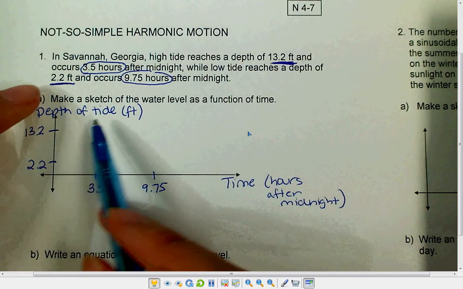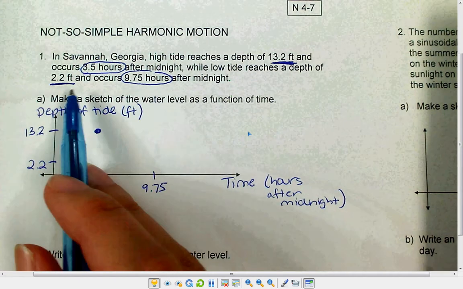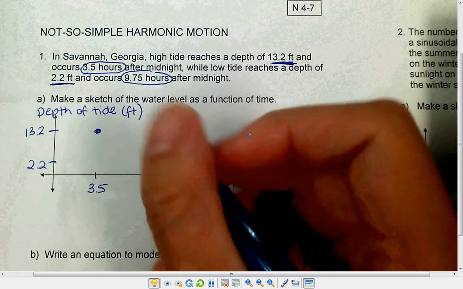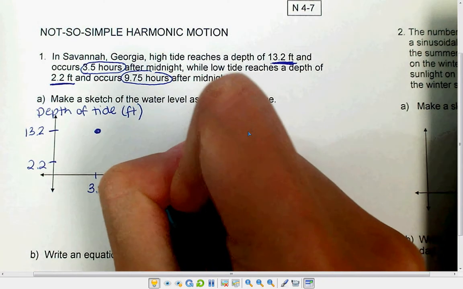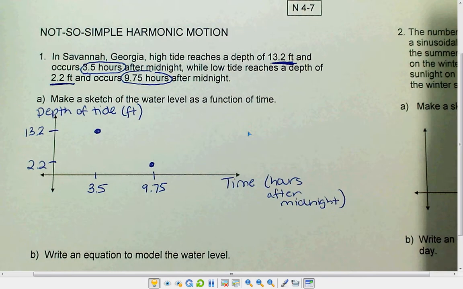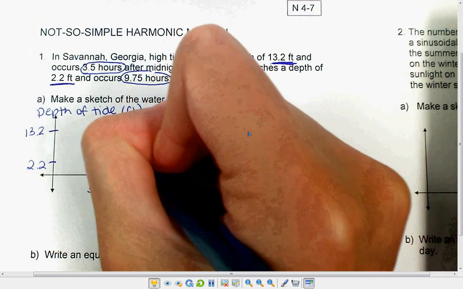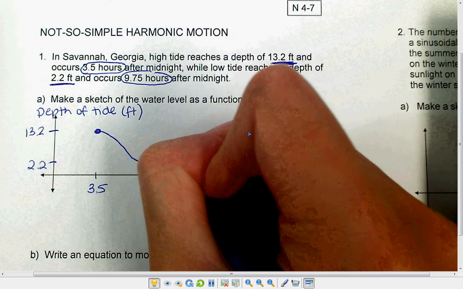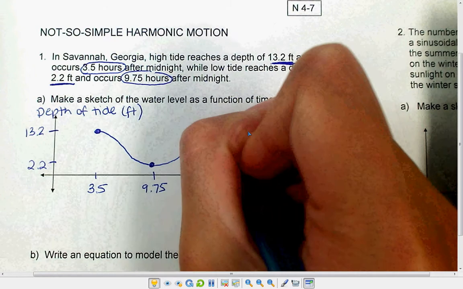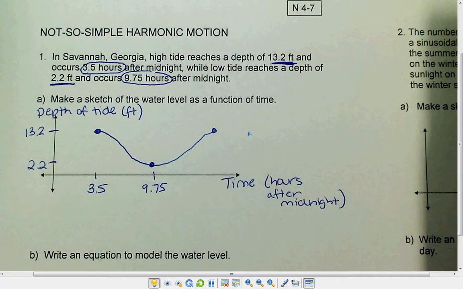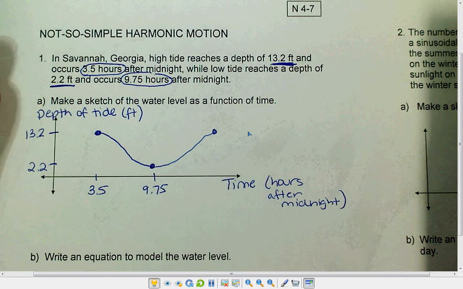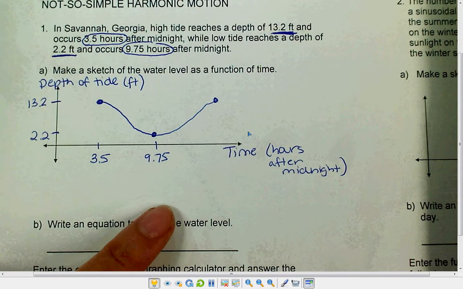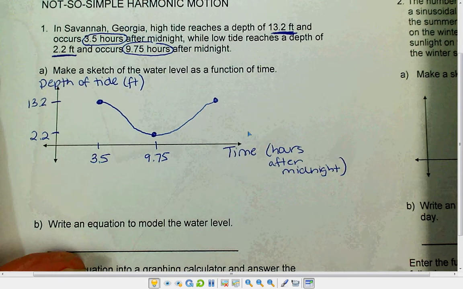And then at 9.75 hours, this is when your tide is at 2.2 feet. So that means this one is down here. Okay, so if I connect this, I can tell this is the highest, this is my lowest. This is only half of a cycle, so let me continue to draw my entire cycle. And this is the sketch I'm going to use to write an equation for my problem.